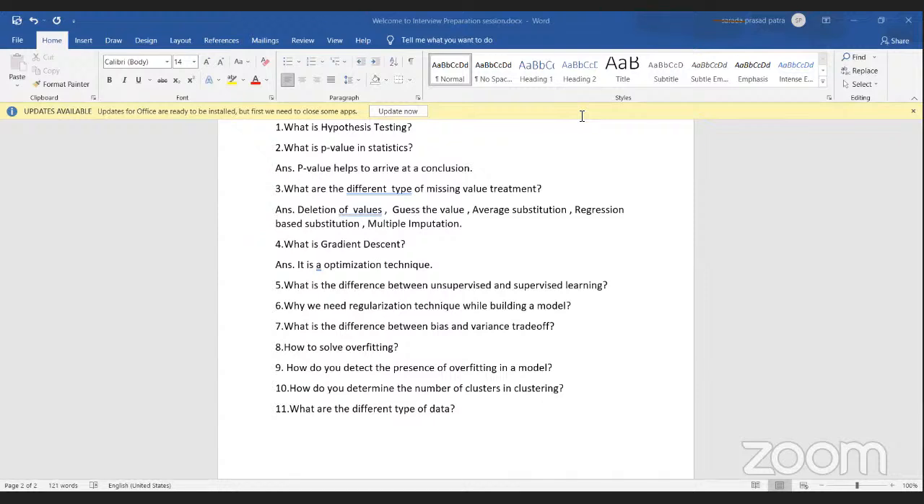Actually the data is divided into two parts. First is numeric data and another is categorical data. Numeric variables are further classified into discrete and continuous data. Categorical data is classified into systematic sampling and stratified sampling. That is the different types of data, numeric and categorical. So the next question. Yeah, Sham, you're correct. Structured, unstructured, that is also correct. Balanced, imbalanced, that is also correct.